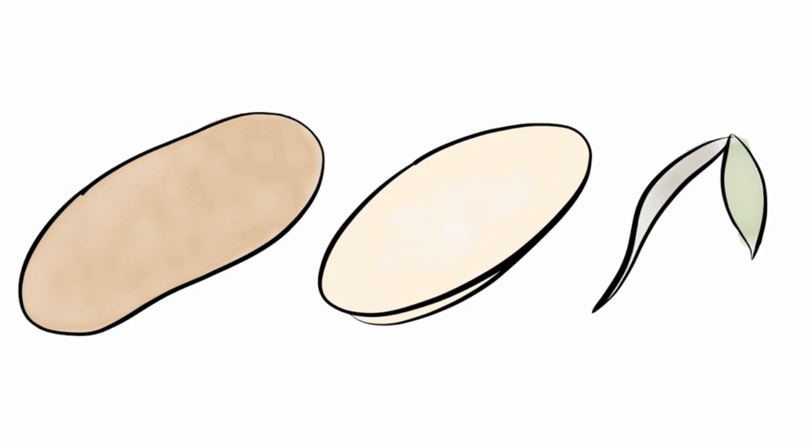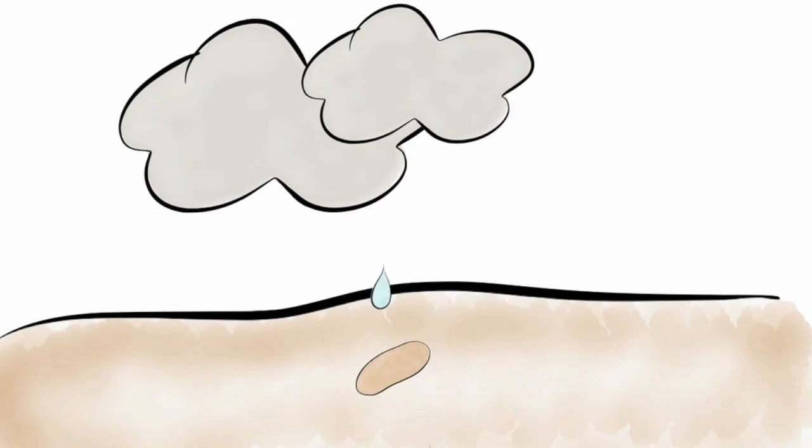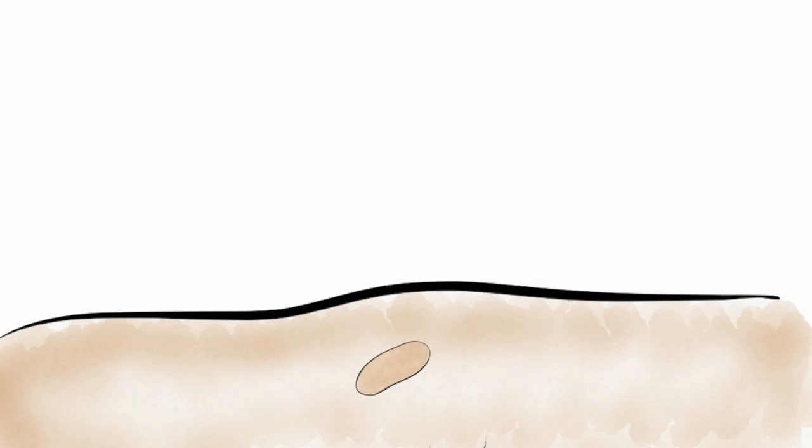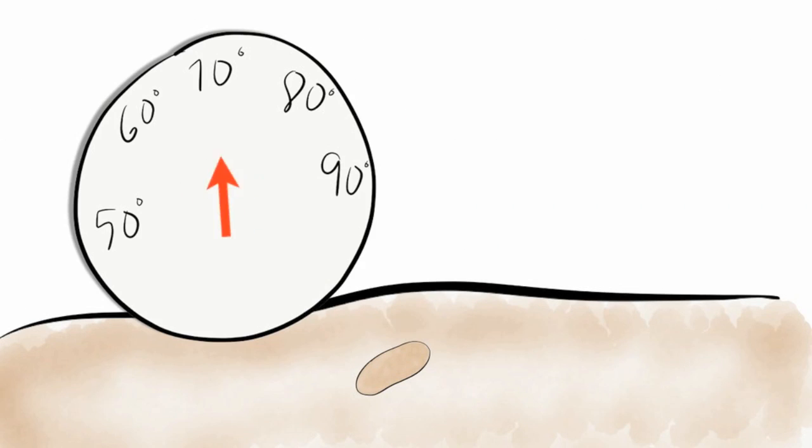The embryo will develop into an adult plant if the seed is germinated with enough warmth and water. Together, the parts of the seed work to help plants reproduce.